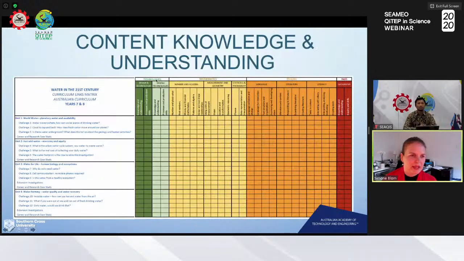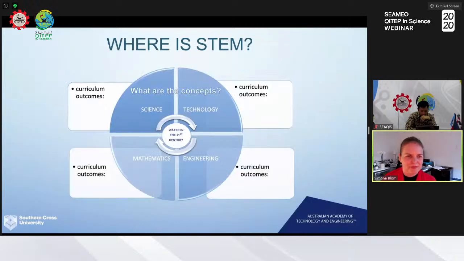And you'd also want to map it out against your technology and your maths, but you might also choose English and the HASS subjects, so the social sciences as well. Now, we don't have engineering as part of our curriculum. That's embedded in technology and in mathematics. But that's also what should be done in terms of mapping out your STEM curriculums. And what can be good here is to look at the activity you're doing and ask, what are the science, technology, engineering, and maths concepts? And where do I locate those in the curriculum outcomes?